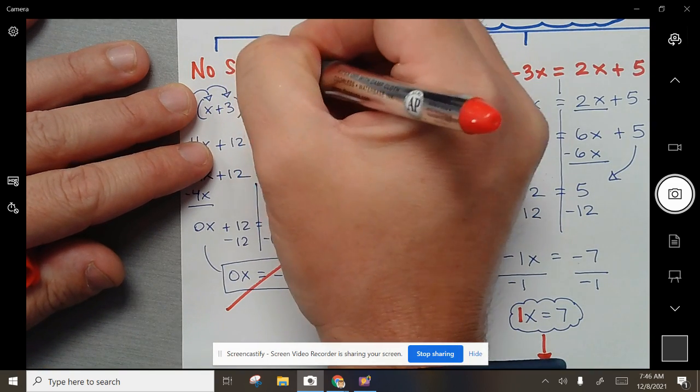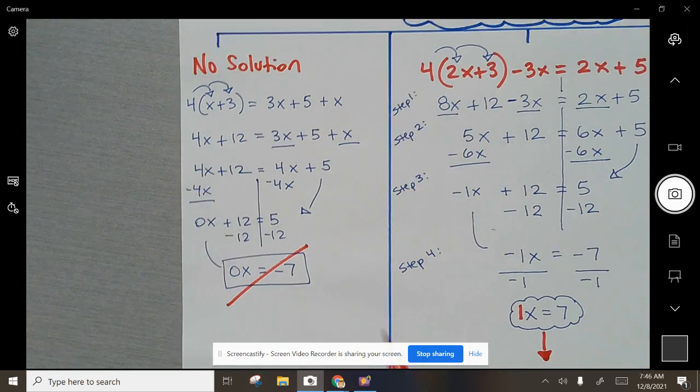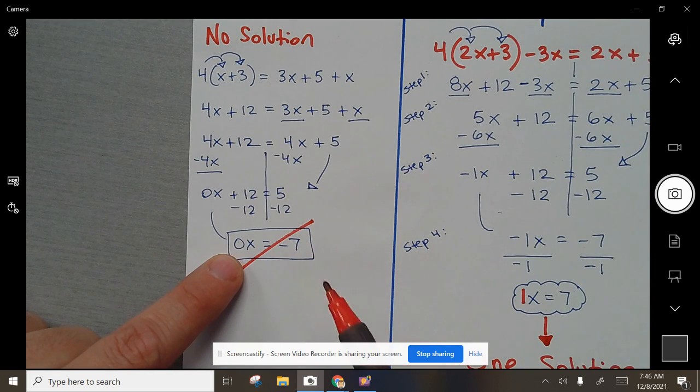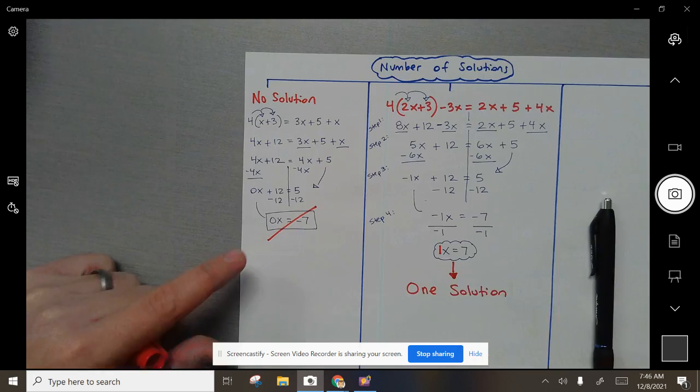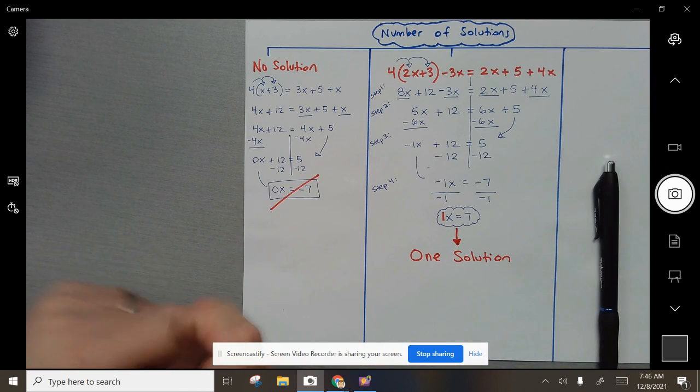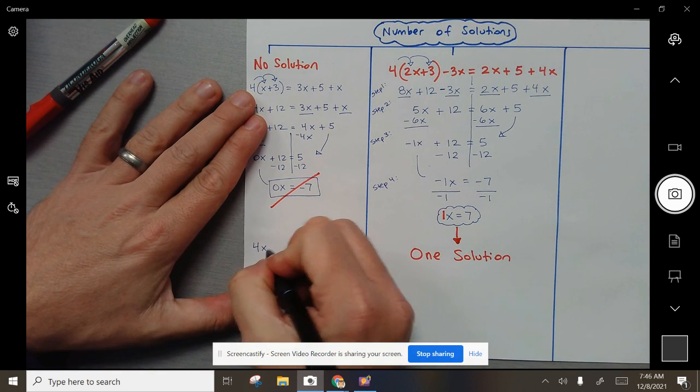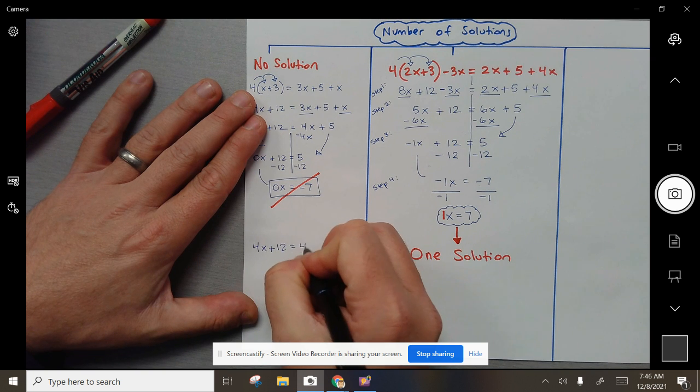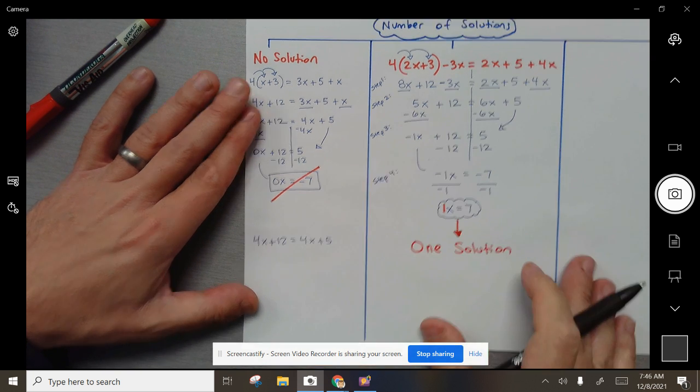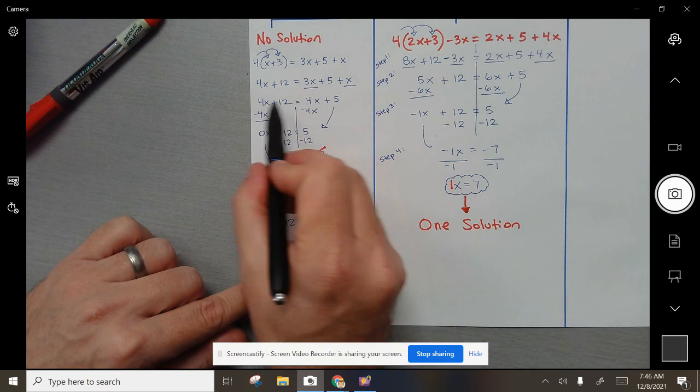No solution. 0x equals a number. Some people have been saying this is infinite. This is not infinite, guys. All right, and I'm going to rewrite this last part again. 4x plus 12 equals 4x plus 5. I'm rewriting this step here down here.